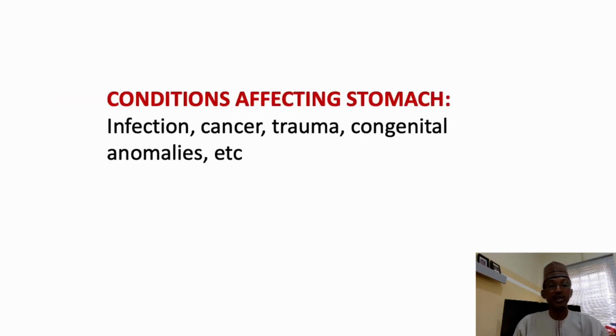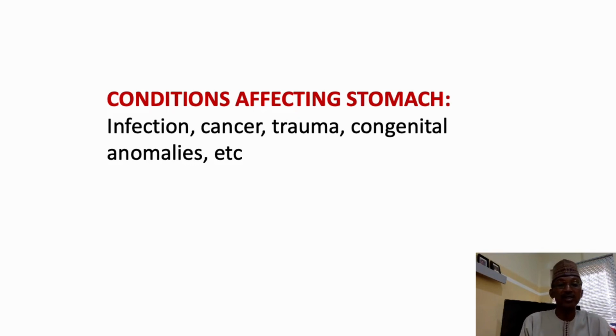Now let me take any of these organs in the abdomen one by one, for me to be able to discuss certain clinical conditions that can affect such an organ. If, for example, I take the stomach, it can get affected by all those conditions that I have highlighted in the previous slide. That means the stomach can get infected to cause what you call gastritis.